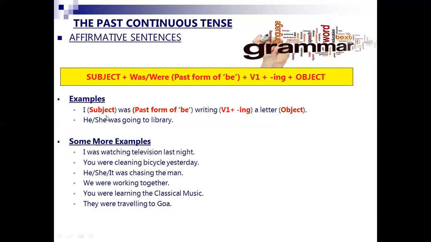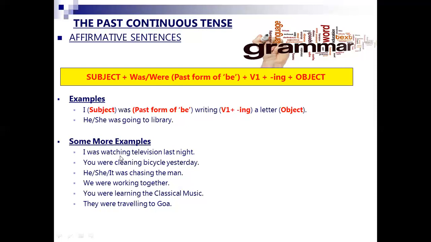For example, I, that is the subject, was writing. Was comes after I. Then writing, write plus ing. A letter. I was writing a letter. He or she was going to the library. Subject plus was plus verb plus ing plus object. Getting? We are just applying the formula, students. Nothing is difficult over here. Just learn these formulas by heart, and you can write many sentences in the past continuous tense. Just keep in mind this formula.